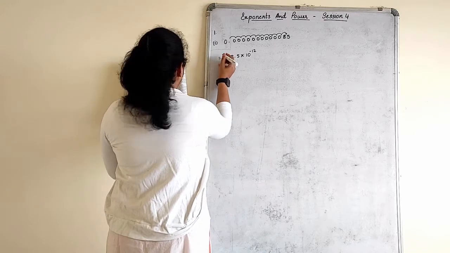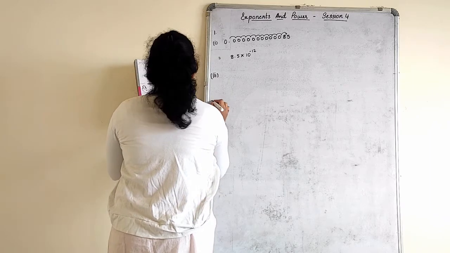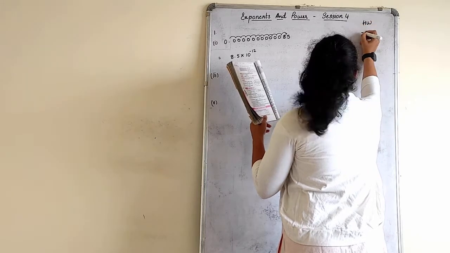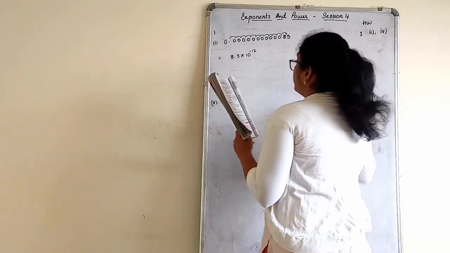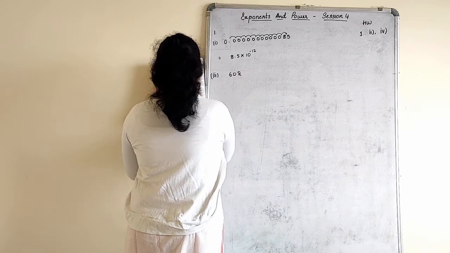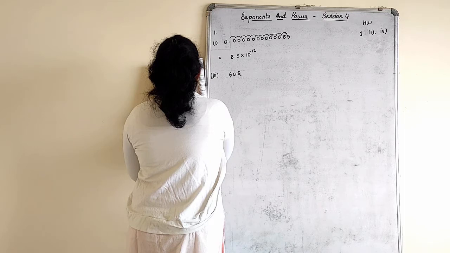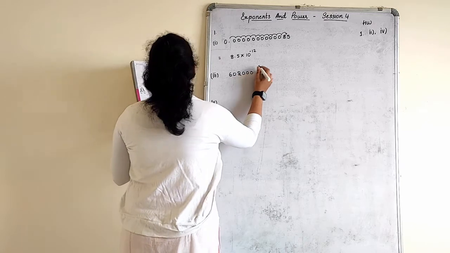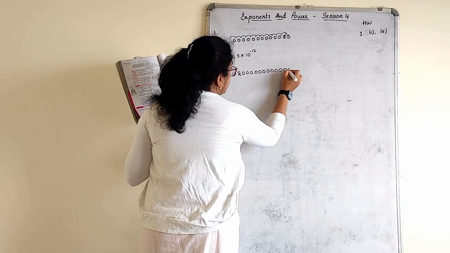Next one. I will be doing the first one, third one, and fifth one here. I will mark the second and fourth one for homework. So homework sums are the second one and fourth one. The next number, the third one, is 602 followed by 1, 2, 3, 4, 5, 6, 7, 8, 9, 10, 11, 12, 13 zeros.